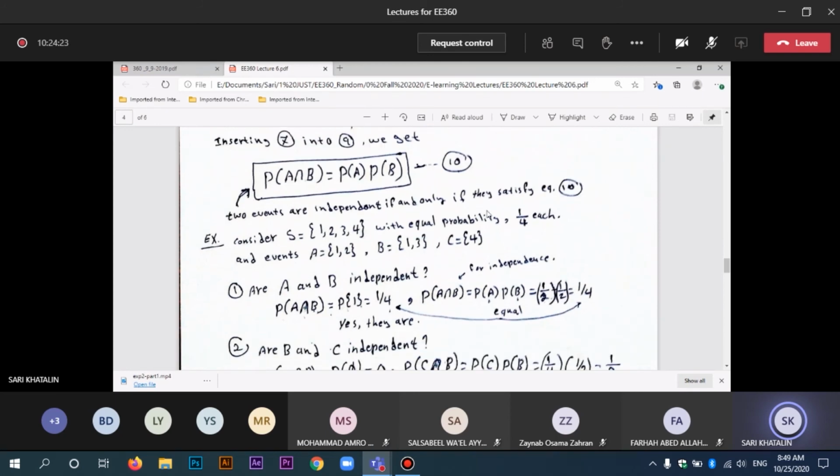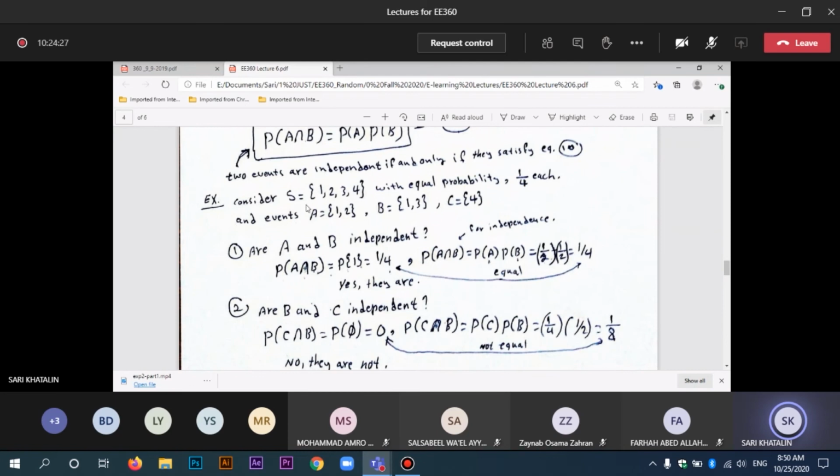Okay, so as an example here, we have S as the sample space, which has 4 elements, 1, 2, 3, 4, and each element has an equal probability of 1/4 or 25%. Okay, and also we have 3 different events. A is equal to {1, 2}, B is equal to {1, 3}, and C is equal to {4}. And obviously they are all subsets of S, which means that each element has the probability of 1/4.